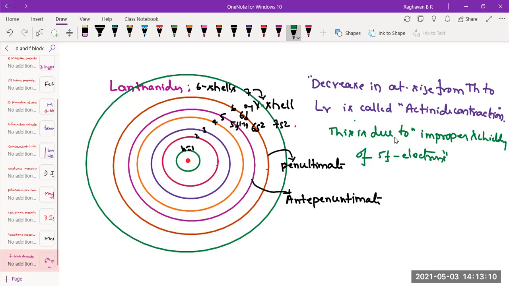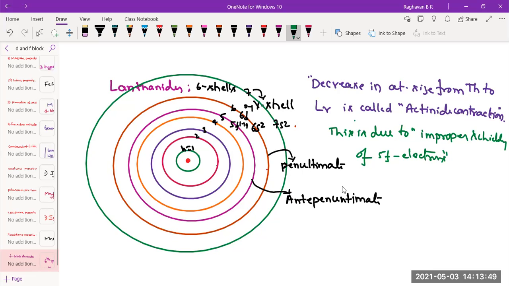Now the repercussions of this lanthanide and actinide contraction is what we need to see. So atomic size decreases from left to right, from cerium to lutetium and thorium to lawrencium, due to the improper shielding effect of electrons in 4f and 5f respectively. That is lanthanide and actinide contraction respectively. Because of this, some properties will be altered, which will be seen especially in D block elements. So how exactly the repercussions show is what we need to see.